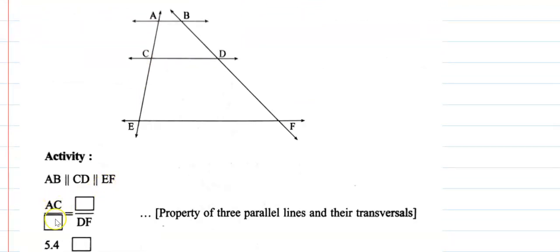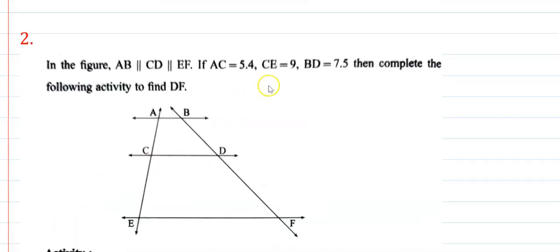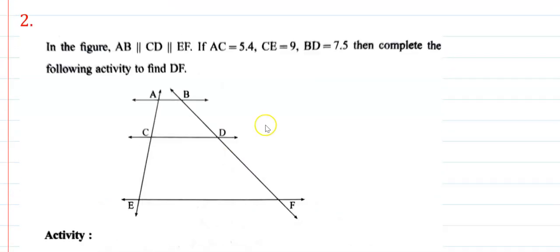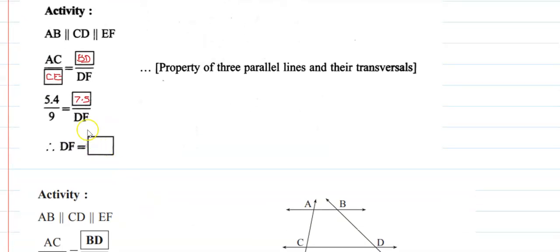Therefore AC upon CE is equal to BD upon DF, by the property of three parallel lines and their transversals. Now we will substitute the values. AC is 5.4, CE is 9, and BD is given as 7.5. We have to find out DF, so we will do this calculation on the side.